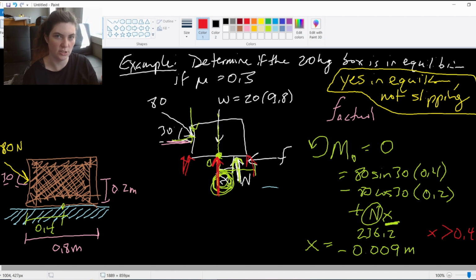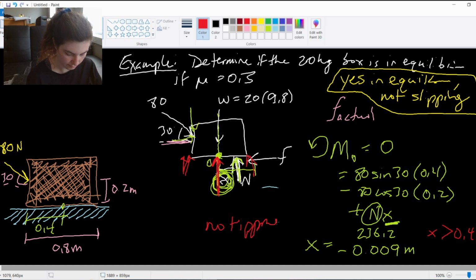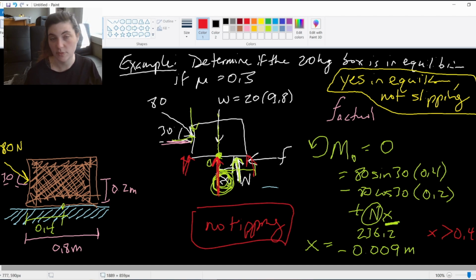This is a situation you see a lot more on an inclined plane, typically, but here we don't have any tipping. It would require a great amount of force to start to tip this box. So no tipping. That's it. So it is in equilibrium, it's not slipping, and it's not tipping. And those are usually the things that we're checking for in these types of problems.